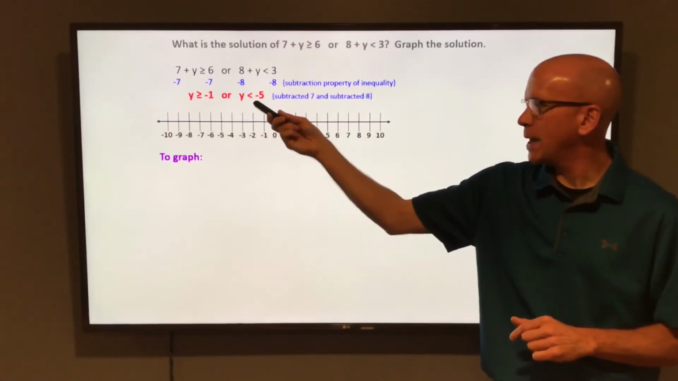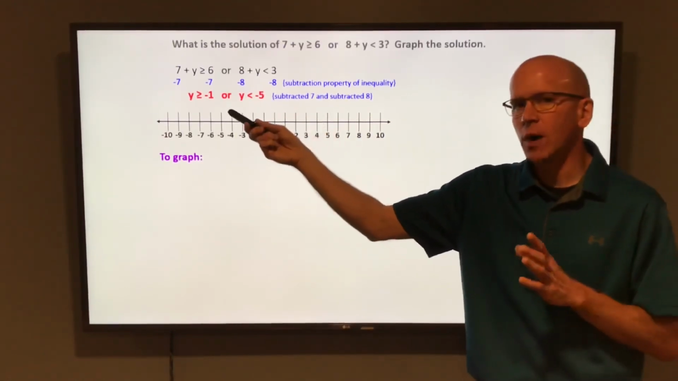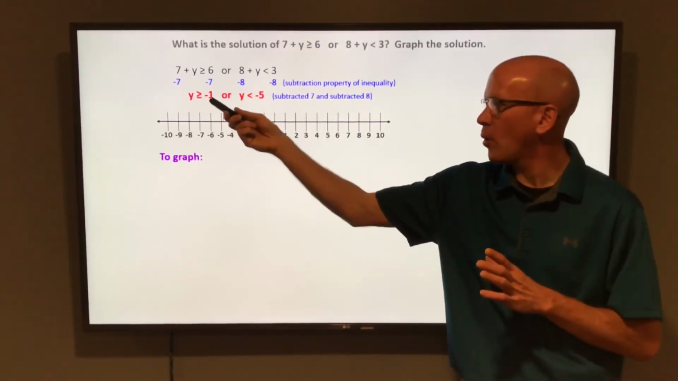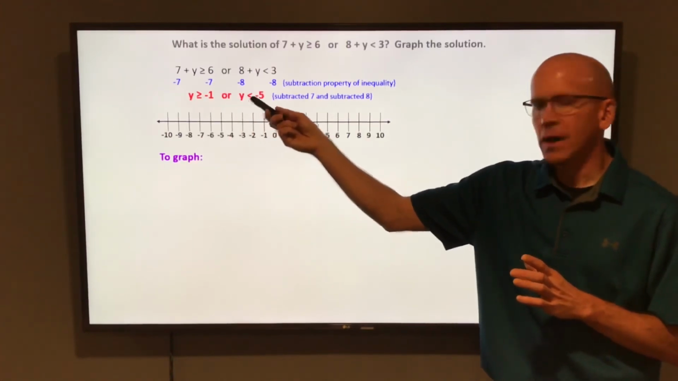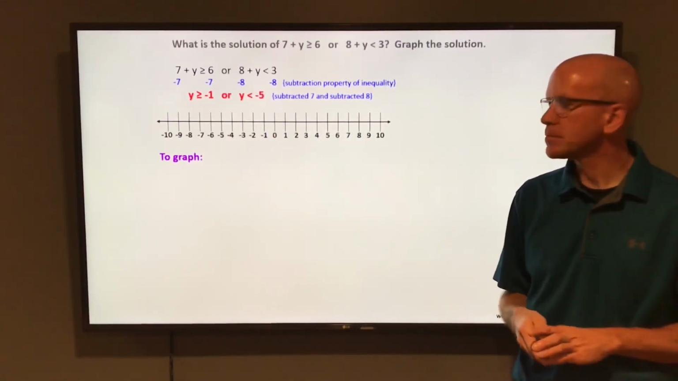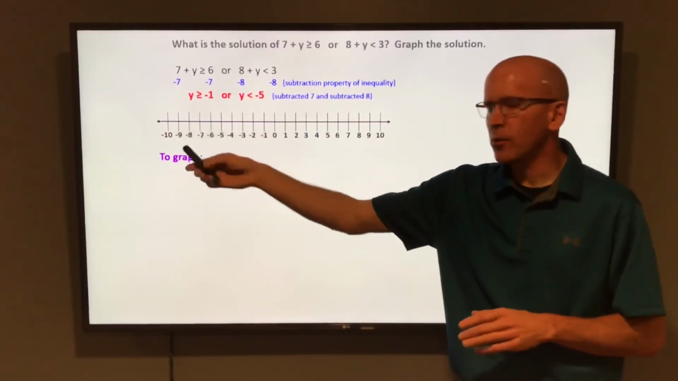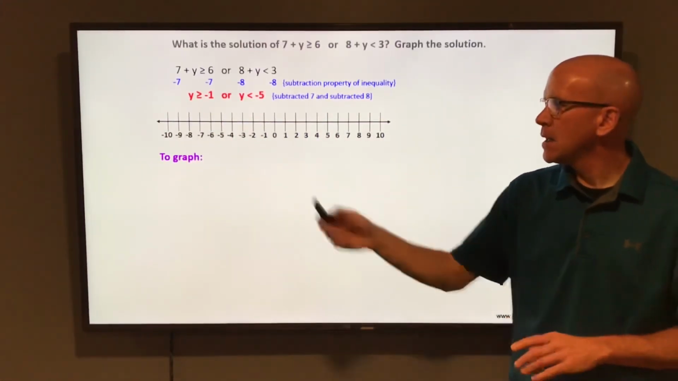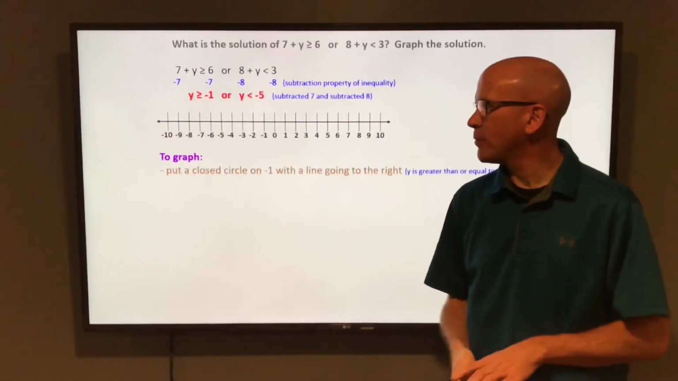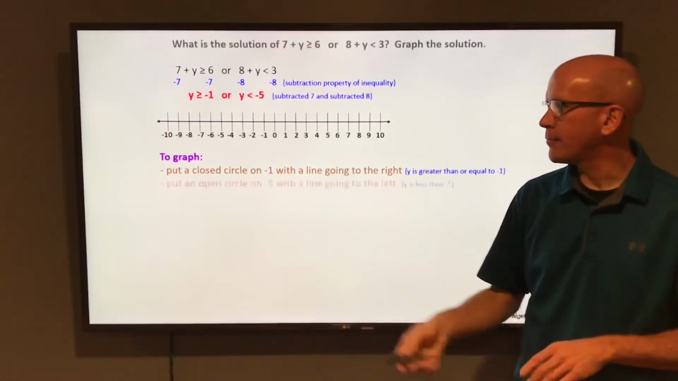And the second one, y is less than negative 5. So the value of y is greater than or equal to negative 1, or the value of y is less than negative 5. Now to graph these, you put a closed circle on negative 1 with the arrow going to the right, and an open circle on negative 5 with the arrow going to the left.